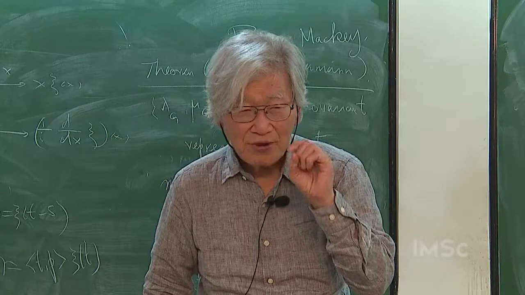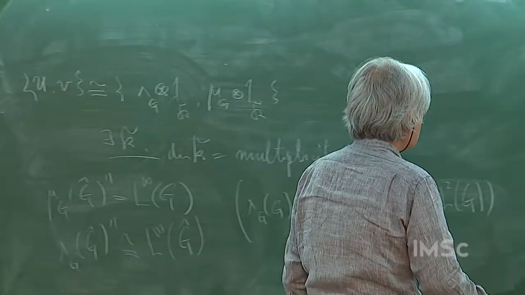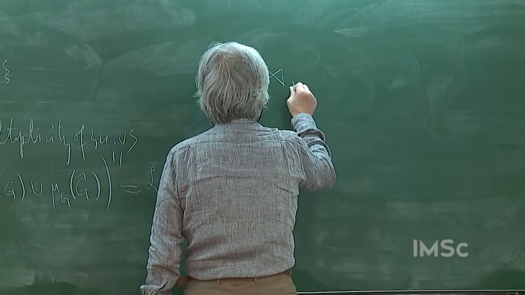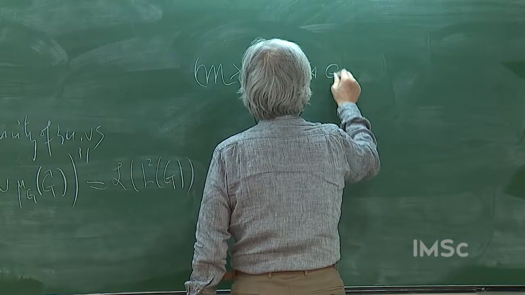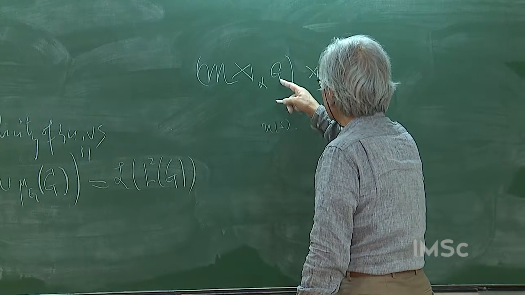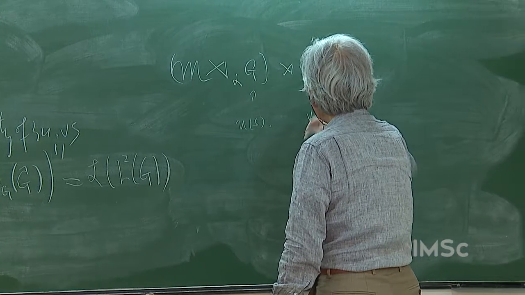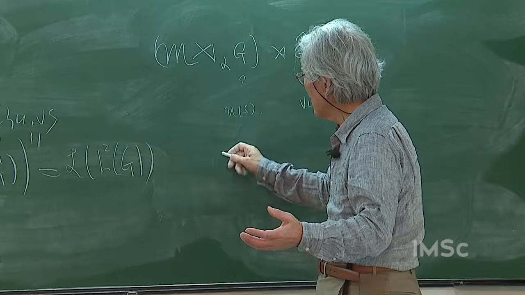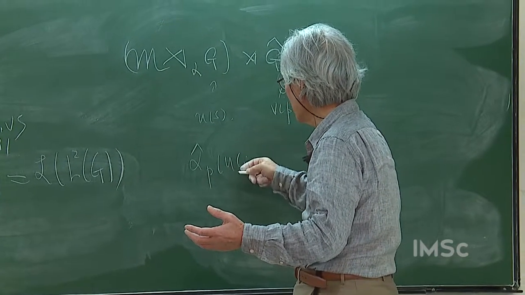If you know that, then what happens? You have one set of generators from S, another set of generators from V. Remember, the alpha hat P of U of S. What was it?